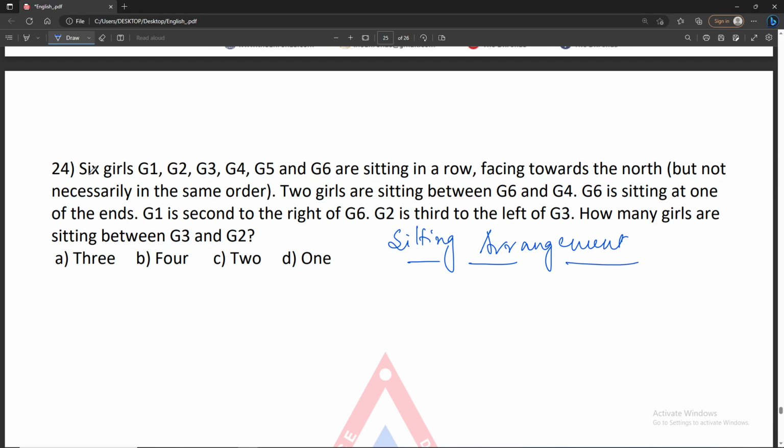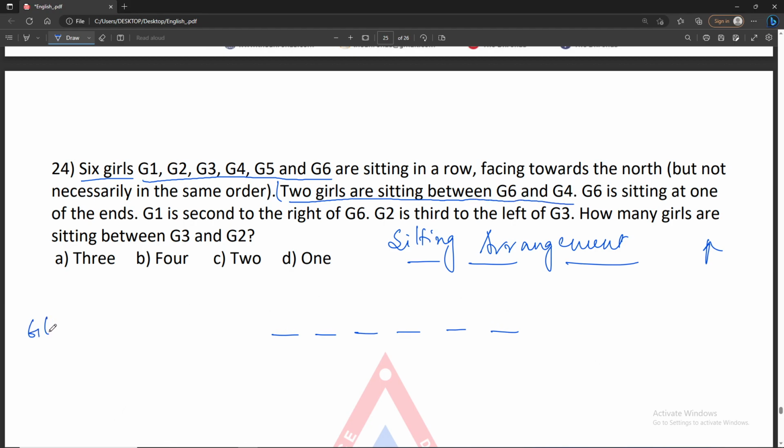So what is given? Six girls, named G1, G2 till G6, are sitting in a row facing towards north. You know the north upside. So we have 6 places. Let's draw it: 1, 2, 3, 4, 5 and 6. The first line states two girls are sitting between G6 and G4.